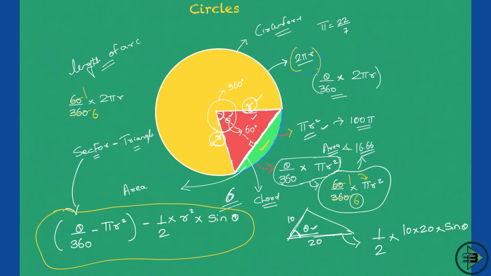Make sure you know this much as well. In case they ask you about a segment, you should know this. So what all do we know right now? We know the circle, area of a circle, area of a sector, then circumference 2 pi r, length of the arc, which is part of the circumference, and area of the segment. These things are quite clear to us right now.